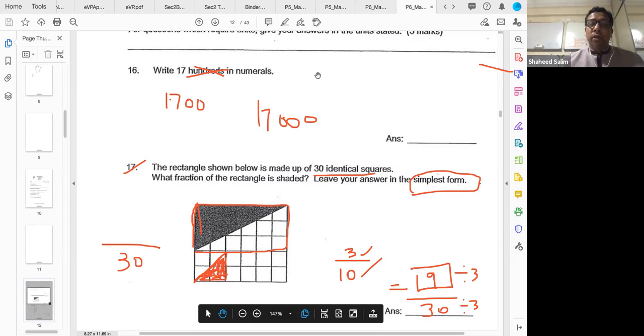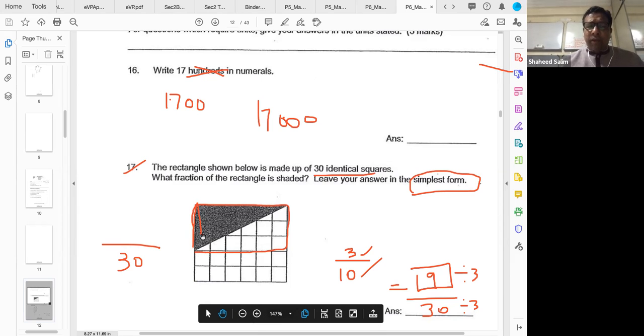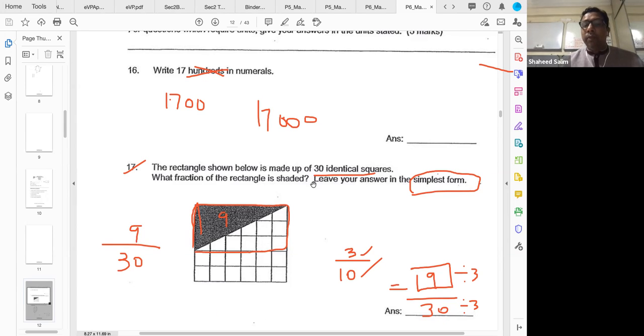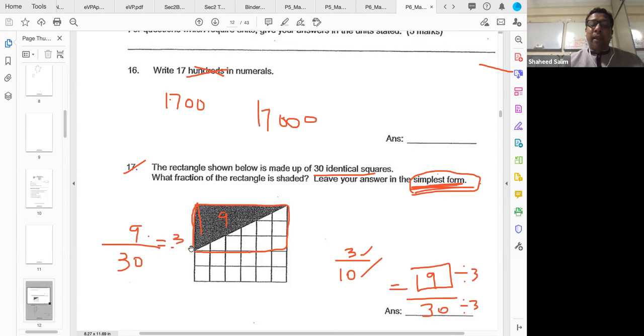Can you see that? So I do the same thing, Syakil. I count how many squares are there. Down here there's 18. 3, 6, 9, 12, 15, 18. This one is half of it. So this one is 9. So altogether is 9 over 30. Why 30? They tell us it's 30. But you cannot leave your answer like that because they ask for simplest form. So you divide by 3, you get 3 over 10. Okay, Syakil?